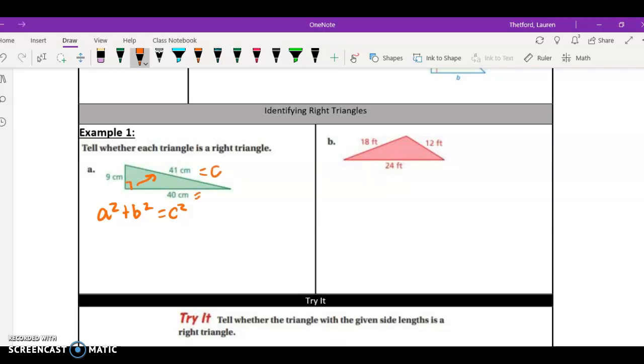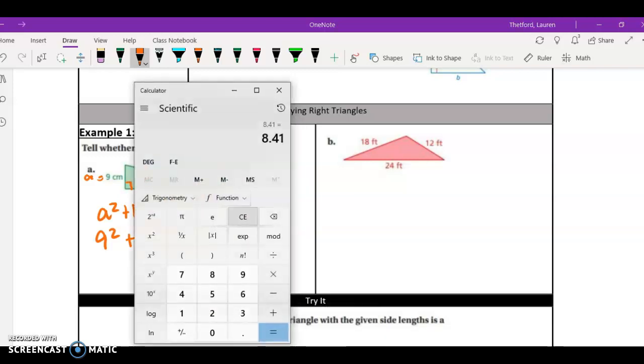So then our legs, it doesn't matter which one we want to do for a or b. Our c is always going to be the largest. So that's also another way to help you out on your homework. Our c value is always our longest value. So now we're going to plug those in. So 9 squared plus 40 squared equals 41 squared.